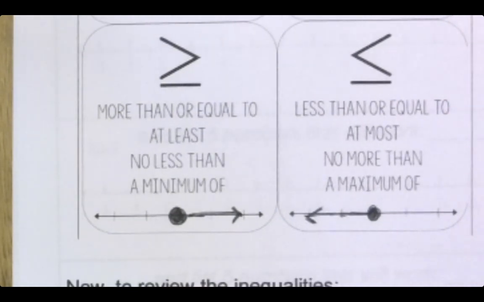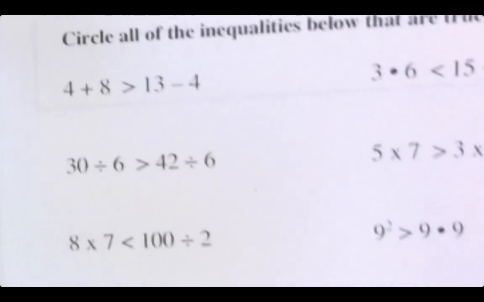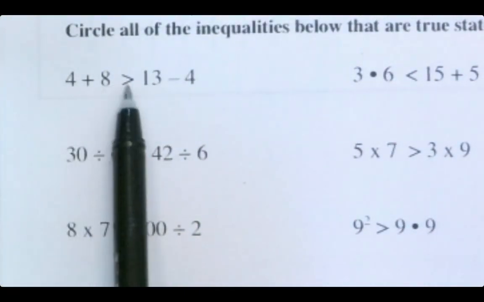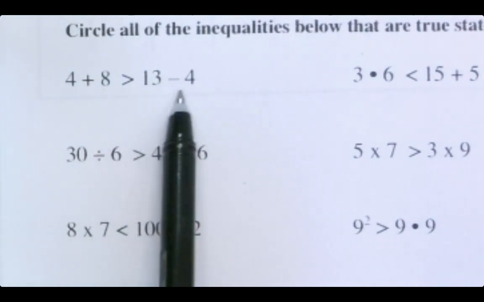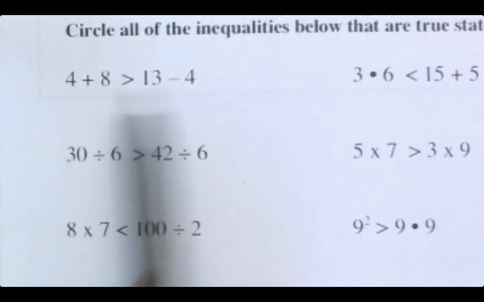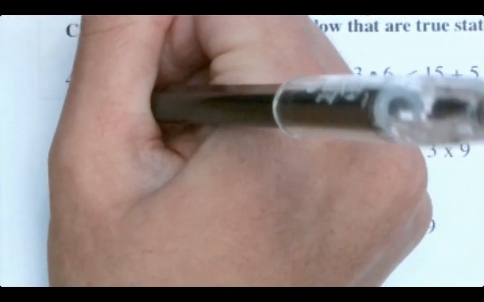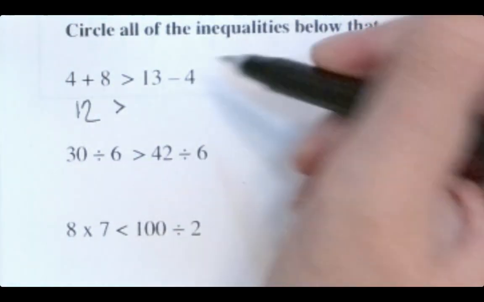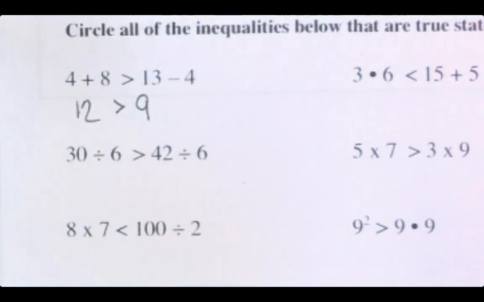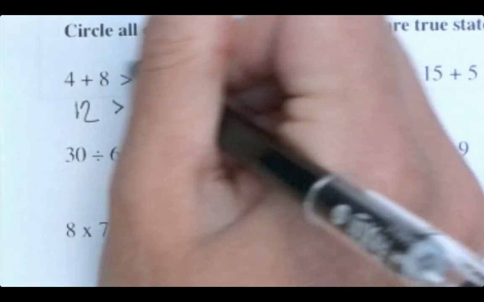We are going to first look at some addition and subtraction, to make sure we remember how to do this. It says 4 plus 8 is greater than 13 minus 4. So let's easily do this. What's 4 plus 8? 12. Bring down my greater than sign. What's 13 minus 4? 9. Is that a true story? It is, so I'm going to circle it.